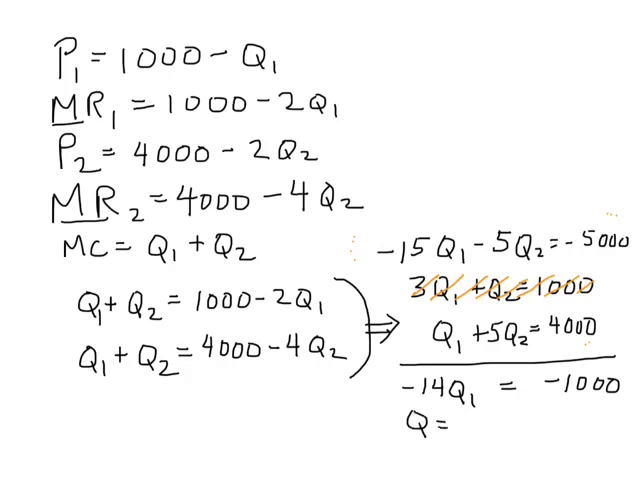So Q1 is equal to, I'm multiplying by negative 1 over 14, Q1 is equal to 1,000 divided by 14. And of course that isn't some pretty round number. I think it's 71.43. I'm just going to write it down, 71. And then Q2, I can plug that 71 into either one of these expressions and solve for Q2. And again, I'm going to have to round, but well, I will have rounded. What you get there is Q2 equals 786.